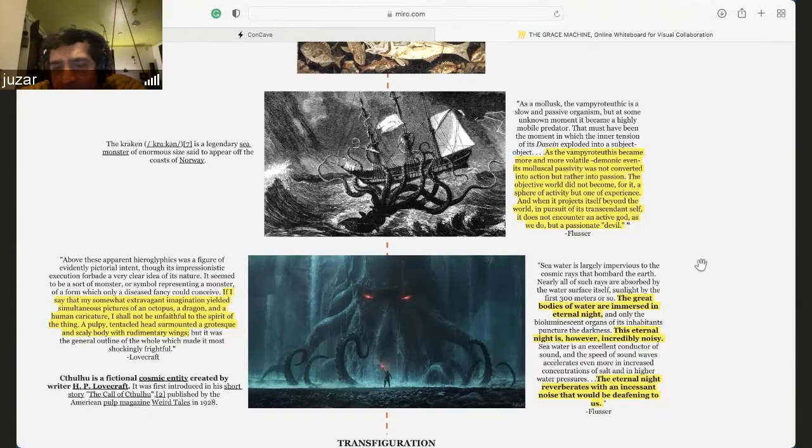And on the side of the Flusser, it also talks about the seabed and how the sea is. Seawater is largely impervious to cosmic rays that bombard the Earth. Nearly all such rays are absorbed by the water surface itself. The great bodies of water are immersed in eternal night. This eternal night, however, is incredibly noisy. It reverberates with an incessant noise that would be deafening to us. We are simply seeing the visuals, but actually there is a lot of noise, which again corresponds to the medium.